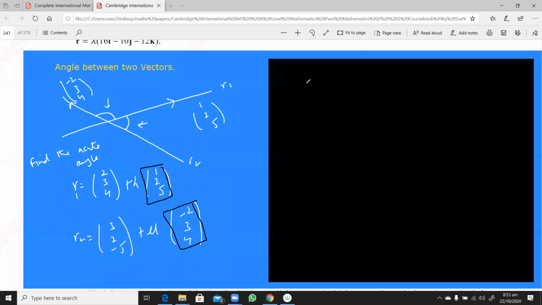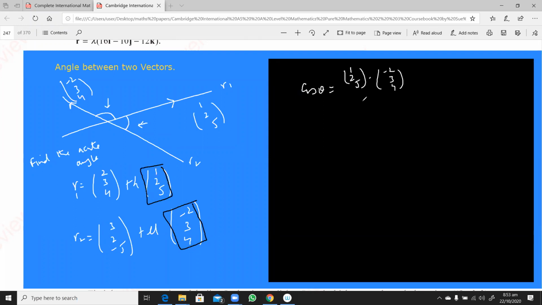So you will say that cos theta is going to be (1, 2, 5) dot (-2, 3, 4) over the square root of 1 plus 4 plus 25 and the square root of 4 plus 9 plus 16. So let me change this. Let's say we have to find the obtuse angle between these two vectors.